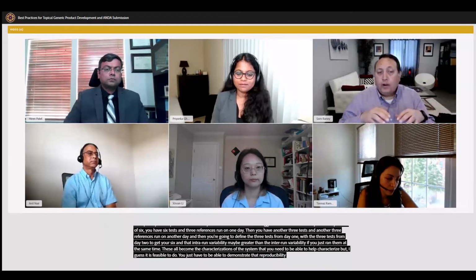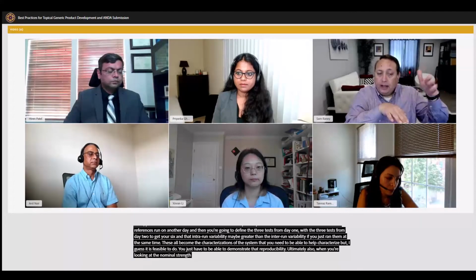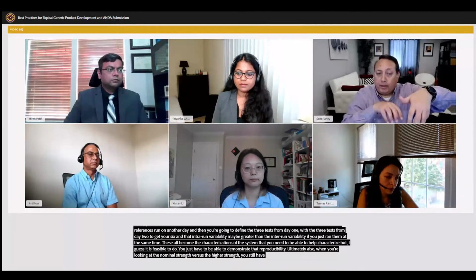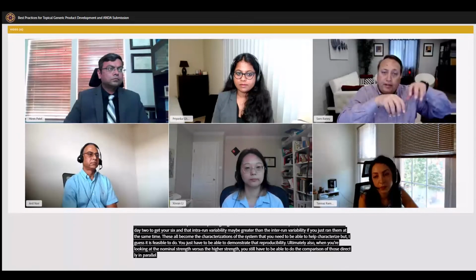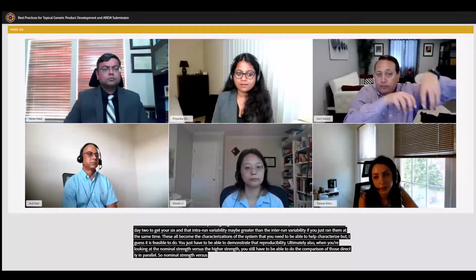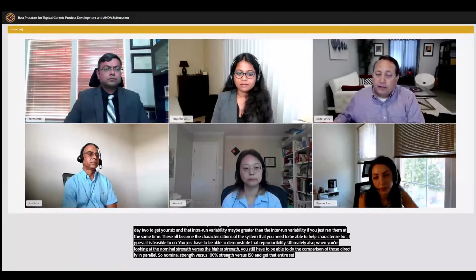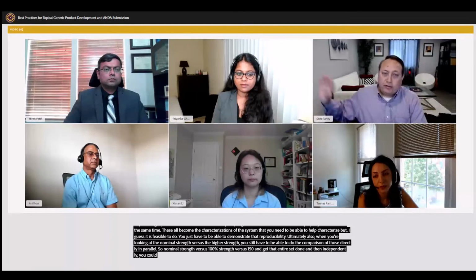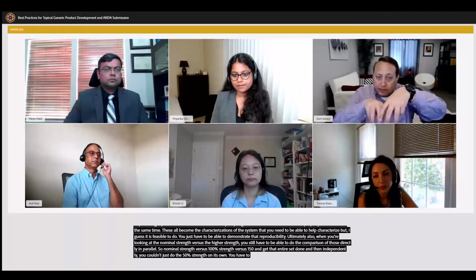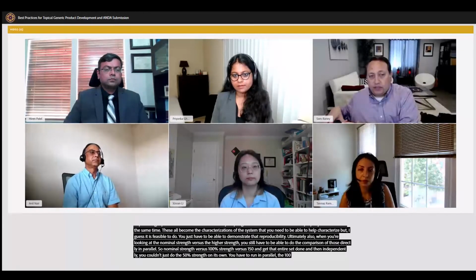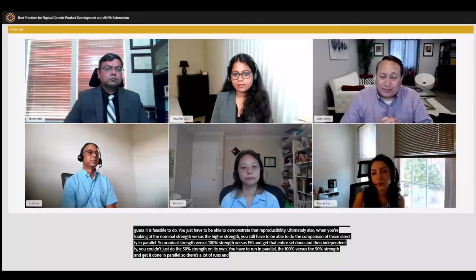Ultimately, also, when you're looking at the nominal strength versus the higher strength, you'd still have to be able to do the comparison of those directly in parallel. So nominal strength versus, let's say, 100% strength versus 150, and get that entire set done. And then independently, you couldn't just do the 50% strength on its own. Again, you'd have to run in parallel the 100% strength versus the 50% strength and get those done in parallel. So it's a lot of runs. It might be worth just investing in a few more diffusion cells.